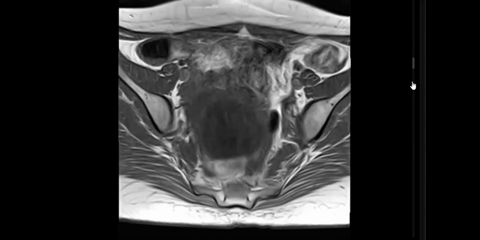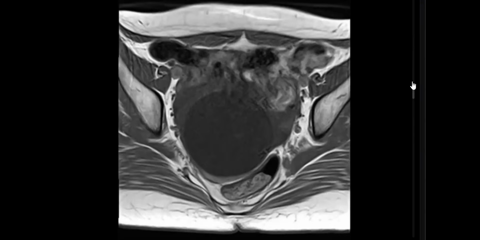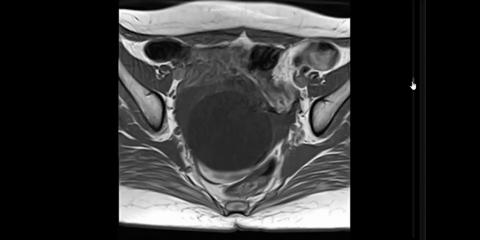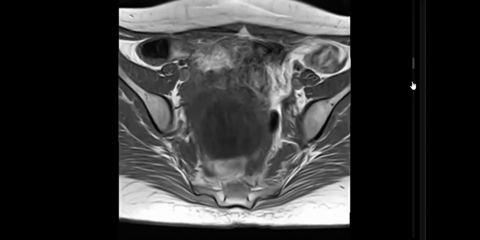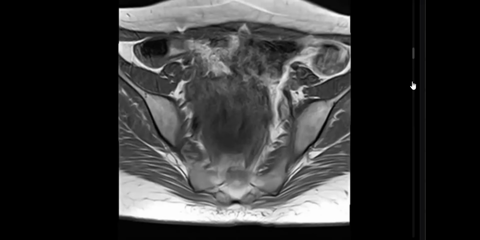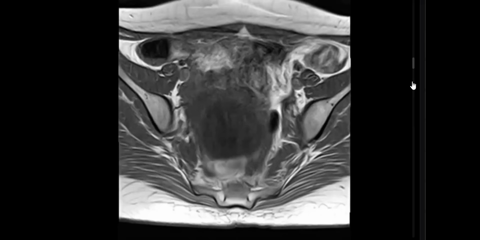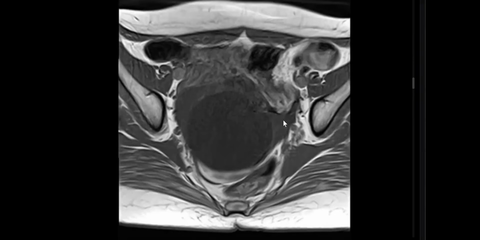You see the high signal posterior? Which may represent what? This could represent a cervix. No. Let me help. This area posterior to the cyst has high signal on T1. It could represent a hemorrhage in the peripheral part of the ovary.